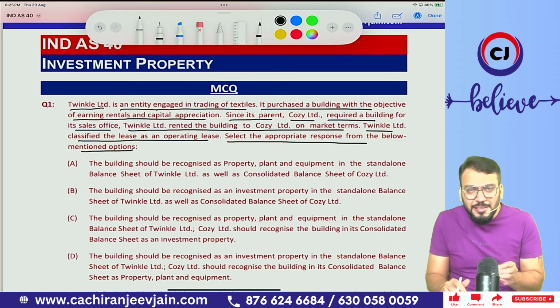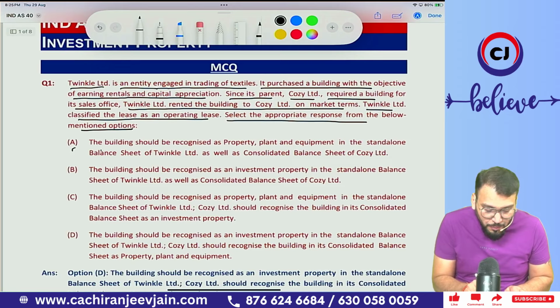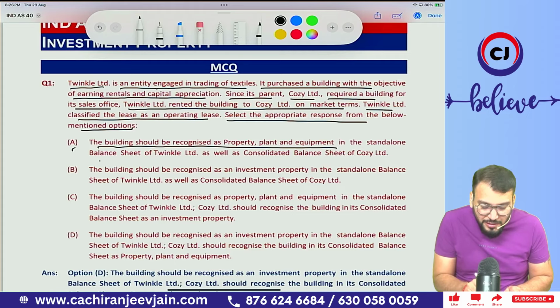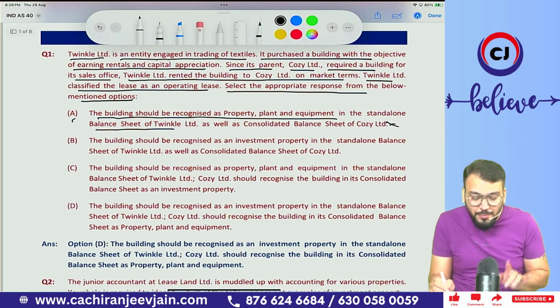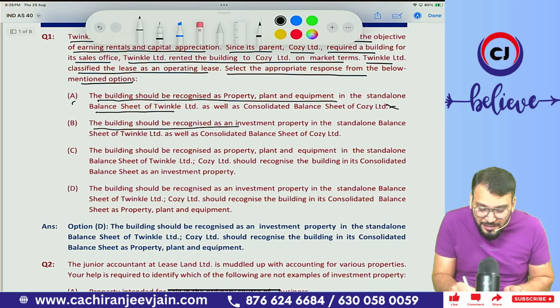So for Twinkle Limited, it becomes an investment property, but for the parent company, it becomes a property, plant and equipment. Chalega? Yes, sir. So let us see option number A. The building should be recognized as PPE in the standalone balance sheet of Twinkle Limited. This is not correct because that will be investment property in the standalone balance sheet of Twinkle Limited. The building should be recognized as an investment property in the standalone balance sheet of Twinkle Limited. Correct. As well as in CFS of Koji Limited.